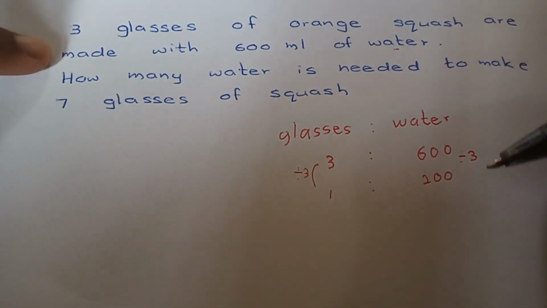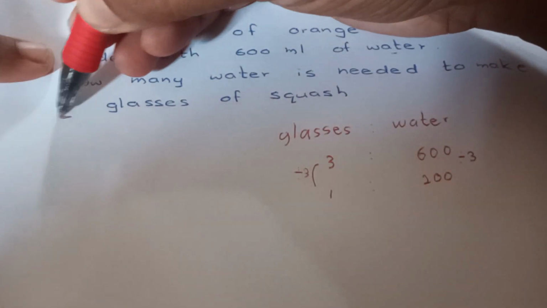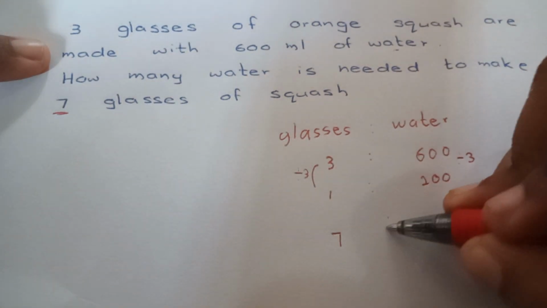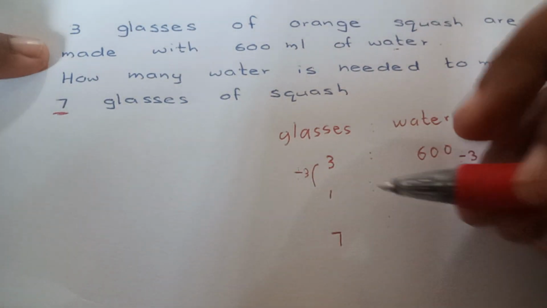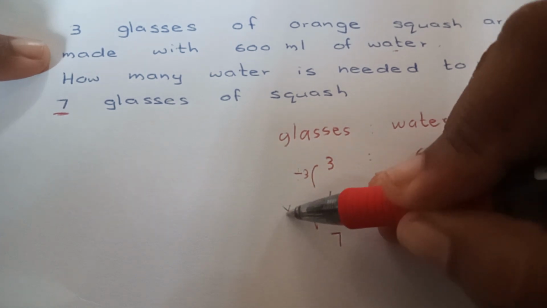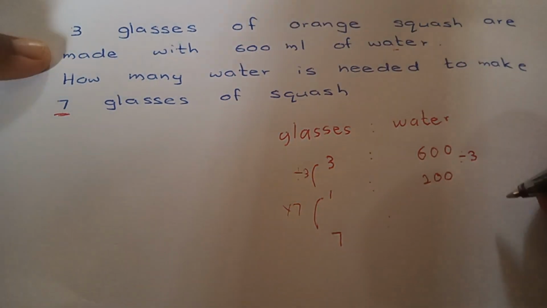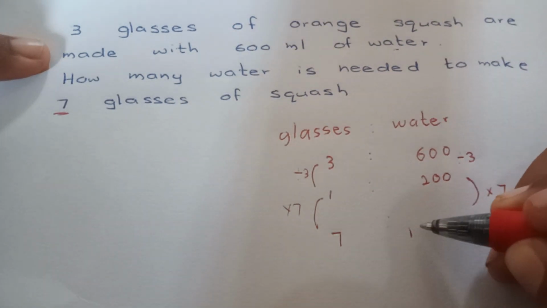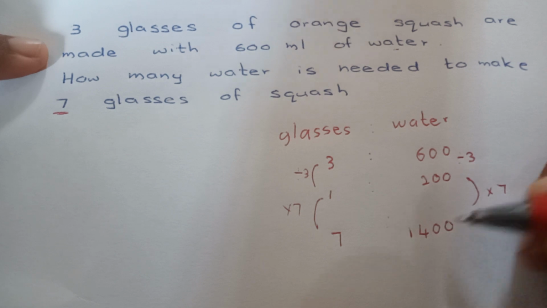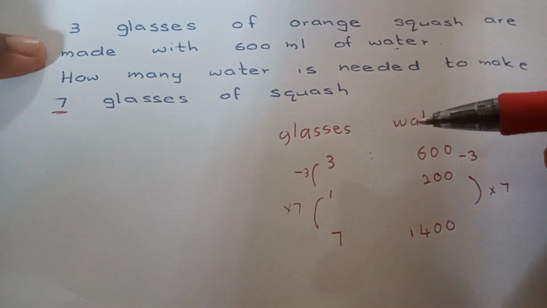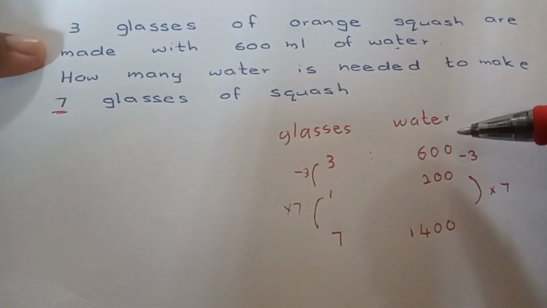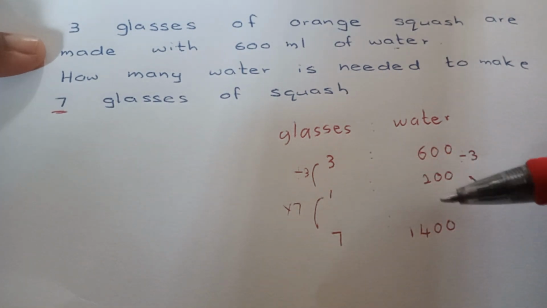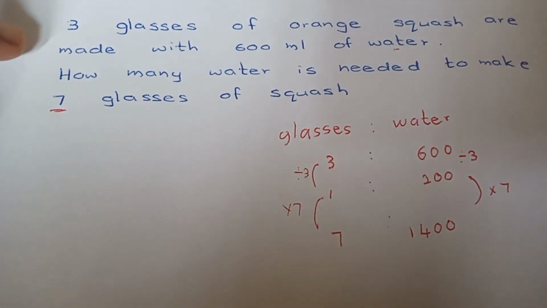Now easily we can find the water for 7 glasses. How much water? We have to multiply this one by 7. So multiply 200 by 7, it's 1400. So if it is 3 glasses, the water is 600 milliliters. If it is 7 glasses, the water required is 1400 milliliters.